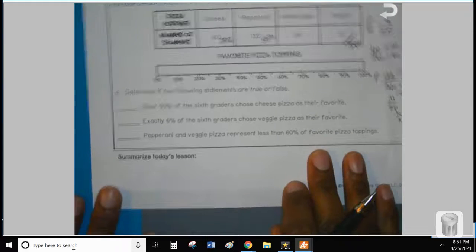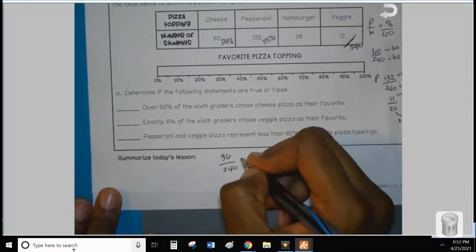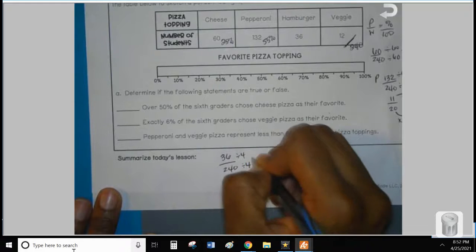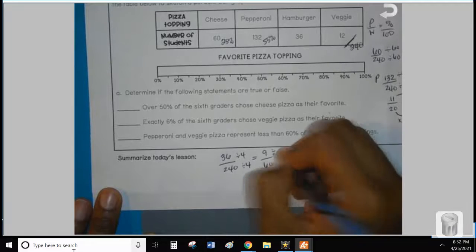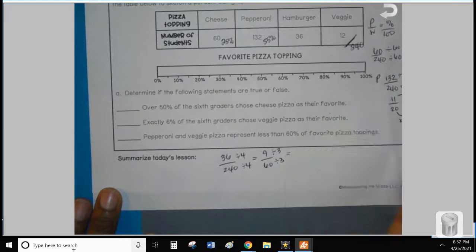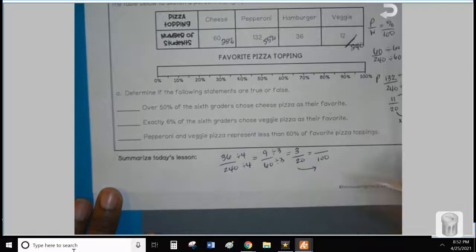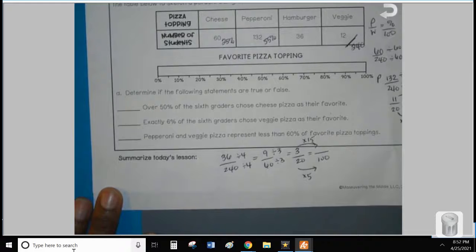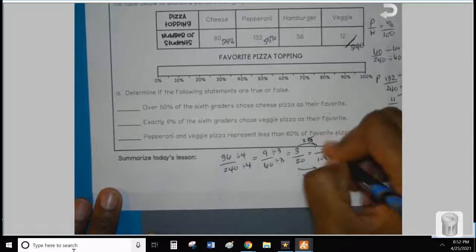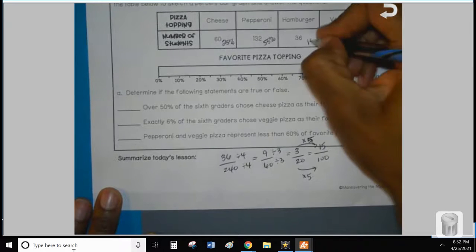Then I am going to do hamburger. 36 out of 240. I can simplify it by 4. I'm going to get 9 over 60. 9 over 60 is not the simplest form. I can divide by 3 again. I get 3 out of 20. So again, 20 is a friendly denominator. What can I multiply 20 by to get 100? 20 times 5. 3 times 5 will give me 15. 15 hundredths, so 15% was hamburger.